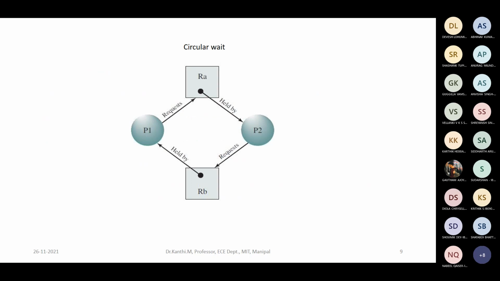So this is an example, as I just mentioned. Suppose P1 requests resource RA, but it is with process P2, and P2 is requesting resource B, but this resource is with P1. Okay, so RB is with P1, RA is with P2, but each wants the other's resource. So this is called a circular wait.